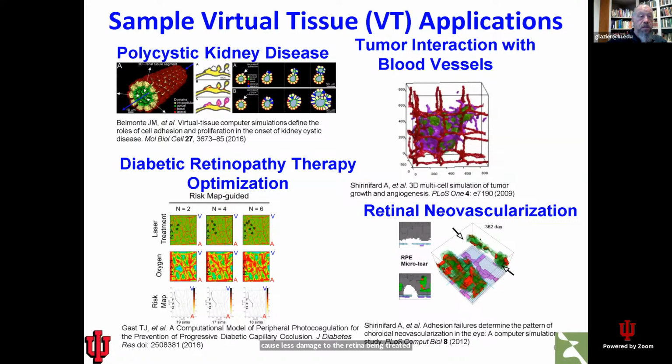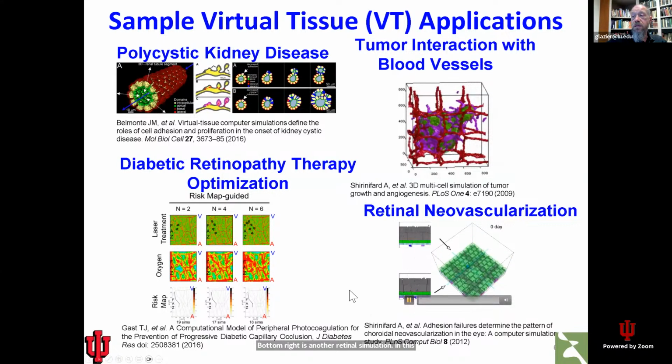Bottom right is another retinal simulation. In this case, the retinal disease is choroidal neovascularization. It's a disease in which blood vessels invade the retina where they shouldn't be and chew it up and eventually destroy it. Diabetic retinopathy and retinal neovascularization together are some of the main causes of blindness in adults in the developed world, and they're both quite difficult to treat.